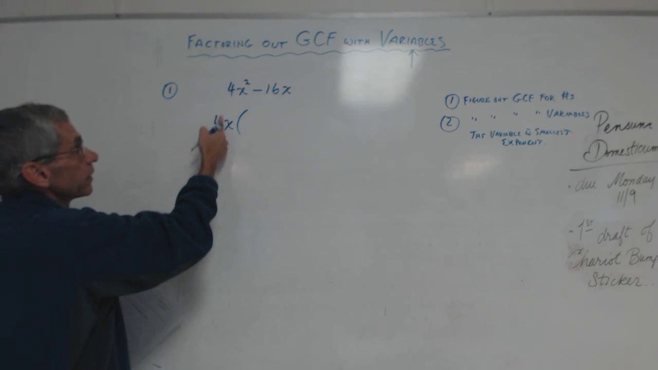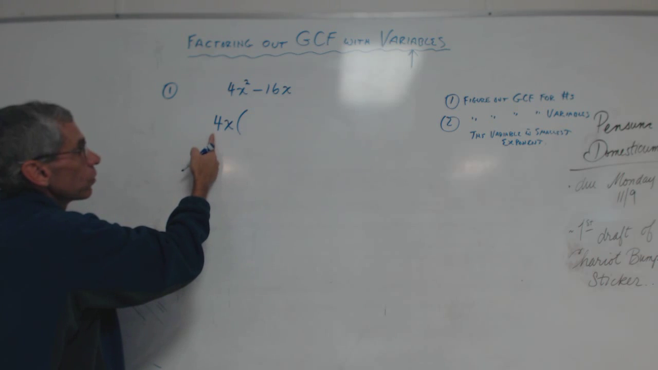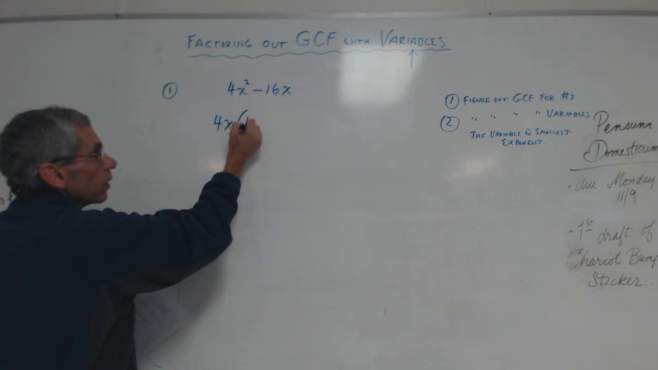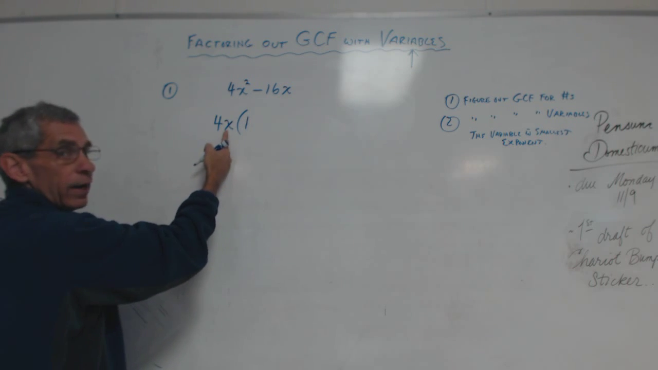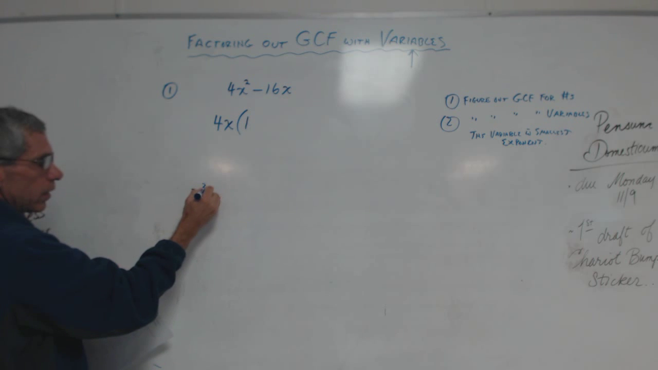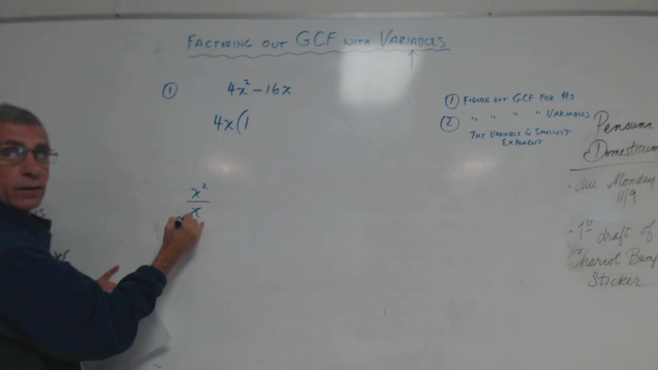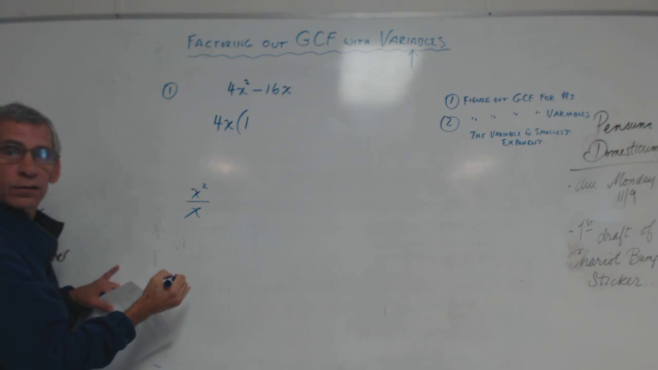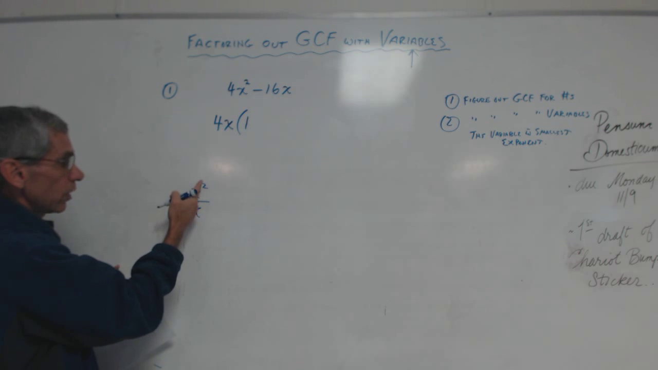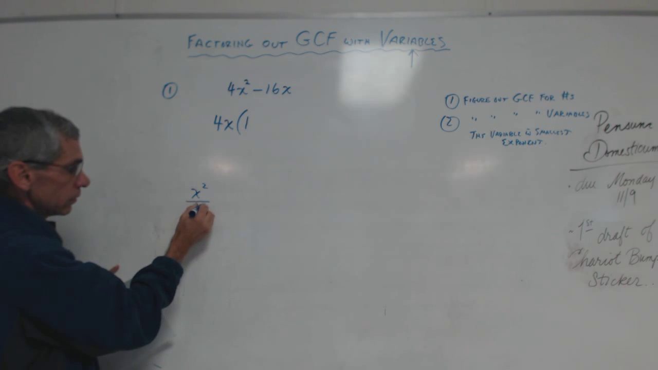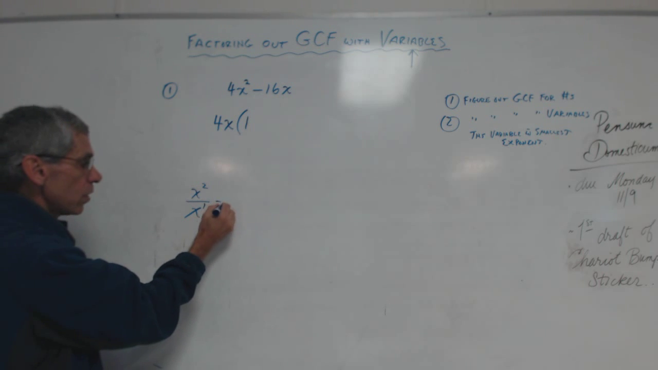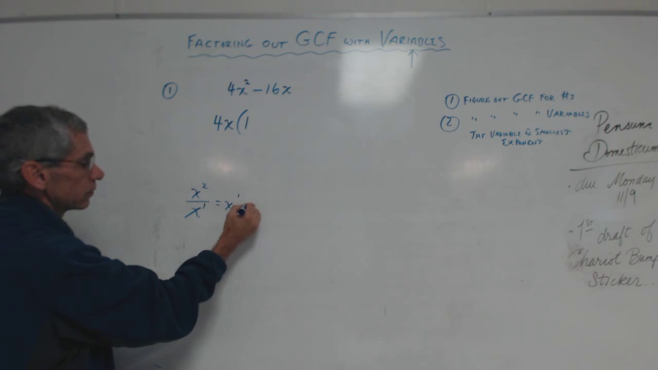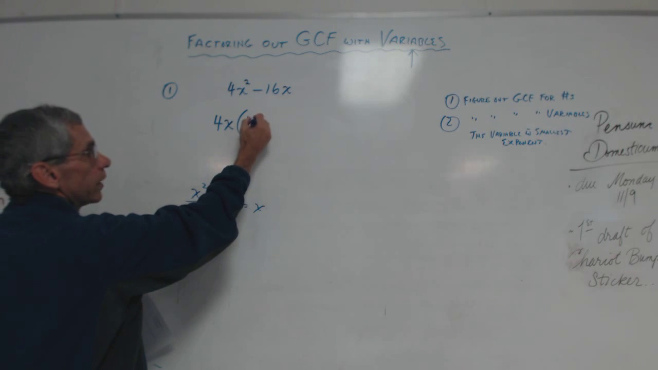I'm going to factor this out of this. 4 divided by 4 is 1. Okay, so I'll put a 1 if I want. It doesn't matter. You can or you don't have to. X squared divided by x. Think about this. X squared divided by x. Remember this? It's x to the 2 minus 1. So it's really x to the 1, or just x. So I'm just going to put an x here.